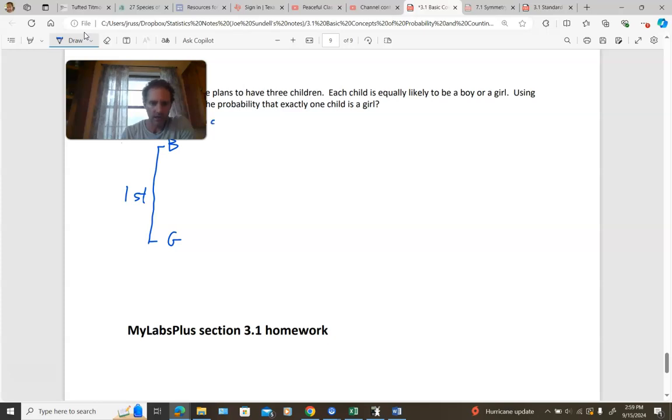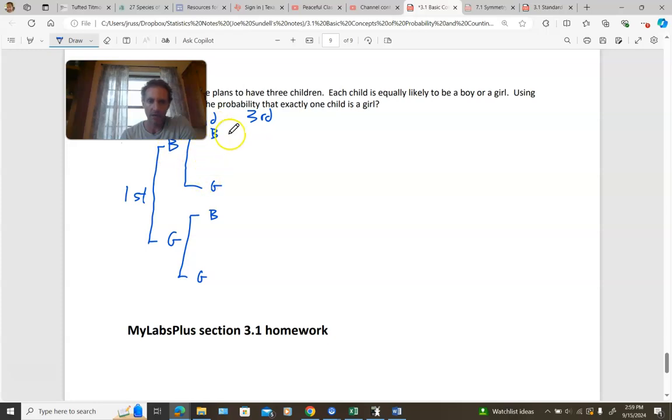Now, the second child can either be a boy or a girl, but you have to take into consideration the first child. So if the first child was a boy, then the second child can also be either a boy or a girl. And if the first child was a girl, the second child can still be either a boy or a girl. Okay? And then we do this one last time for the third child. So you're basically working at the ends of these branches. That's why we call this a tree diagram.